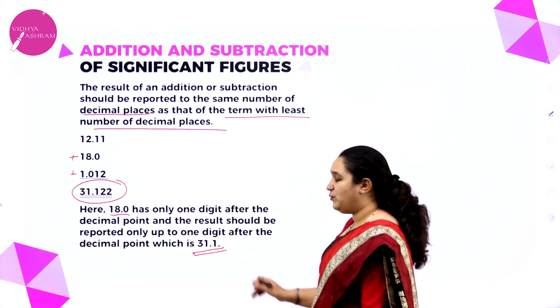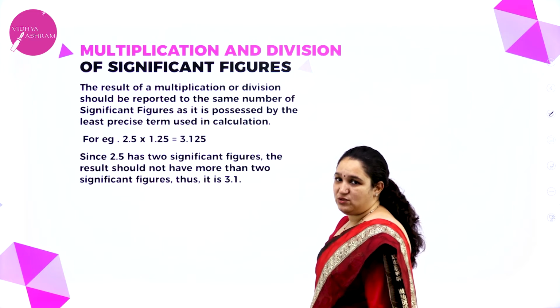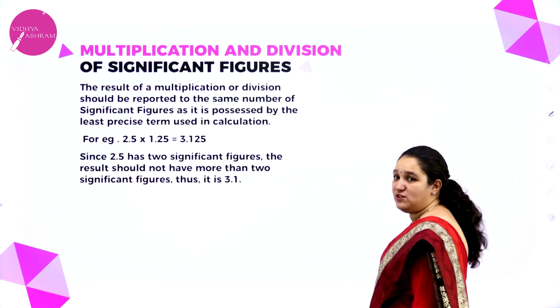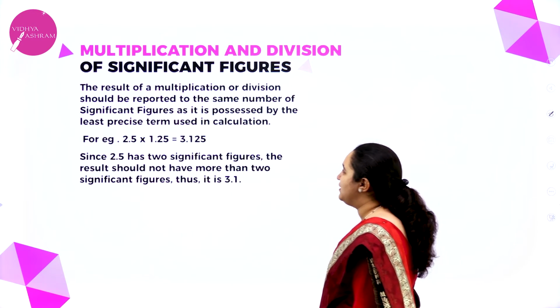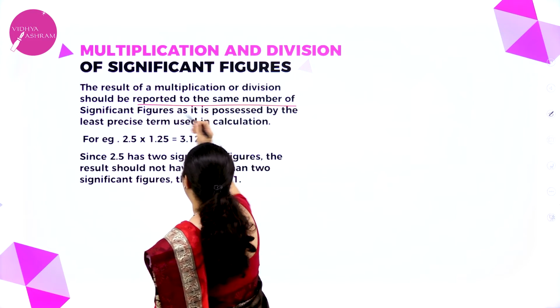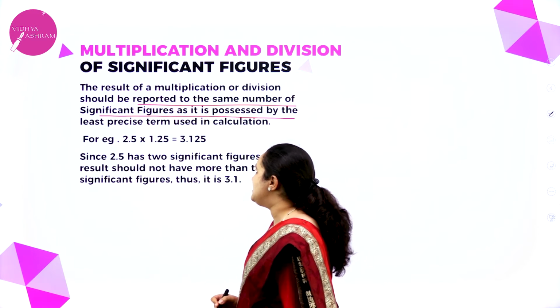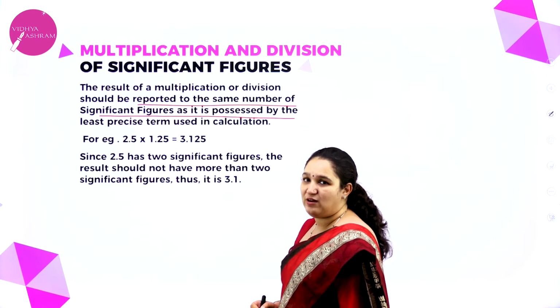Okay. So, I hope you have understood this. Next one, multiplication and division. In multiplication and division of significant figures, the result should be reported to the same number of significant figures as is possessed by the least precise term used for calculation.